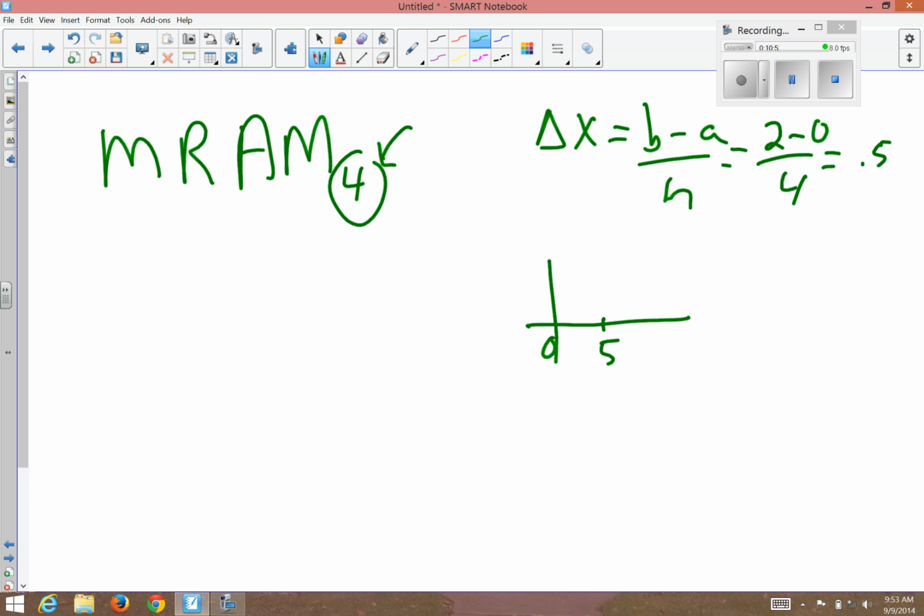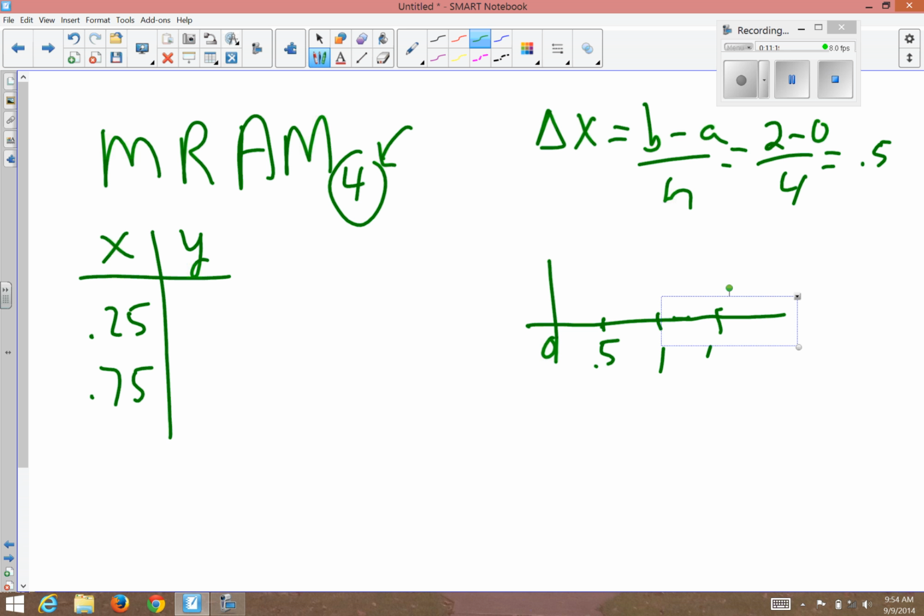But this time I say, in this interval, what x is exactly in the middle? Since that's 0.25, we need to know what y is when x is 0.25. And then the next interval is from 0.5 to 1. What number is exactly between 0.5 and 1? That would be 0.75. The next interval is from 1 to 1.5. What number is exactly between 1 and 1.5? That would be 1.25. So the x's are all the exact middle of each of these intervals.